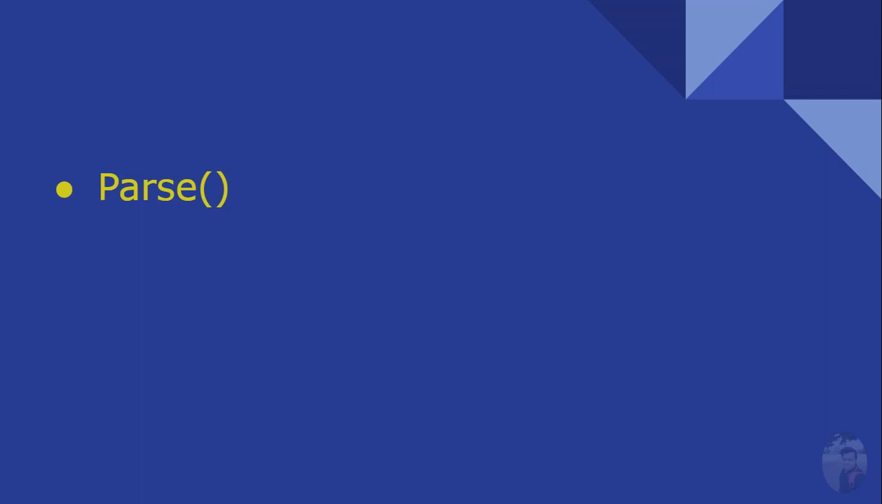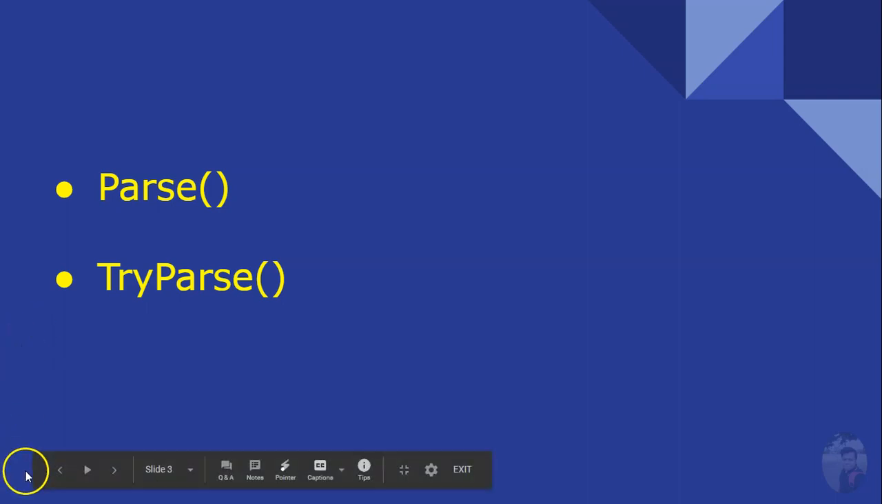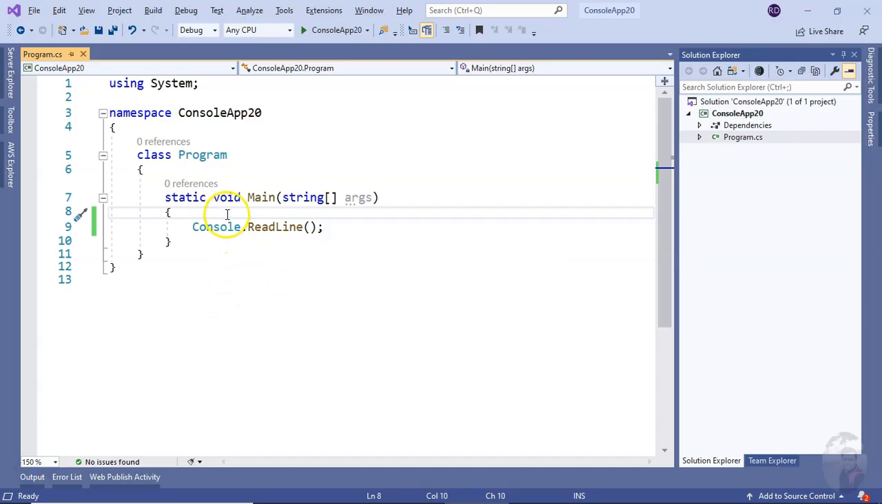This can be achieved in two ways: parse and try parse. Now there is another way which I shall discuss later. So let us see parse and try parse in action. I am in a Visual Studio console application.